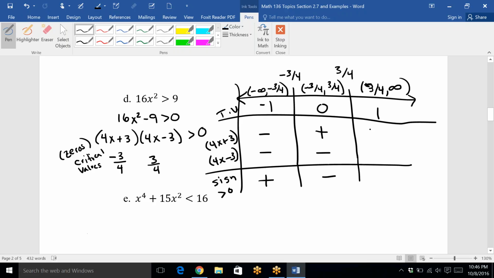4 times 1 plus 3 would be positive. 4 times 1 is 4, minus 3 would also still be positive. Positive times positive is positive. Because we were looking for greater than 0, the true values are the pluses. So my intervals for my final answer are negative infinity to negative 3/4, unioned with 3/4 to infinity.